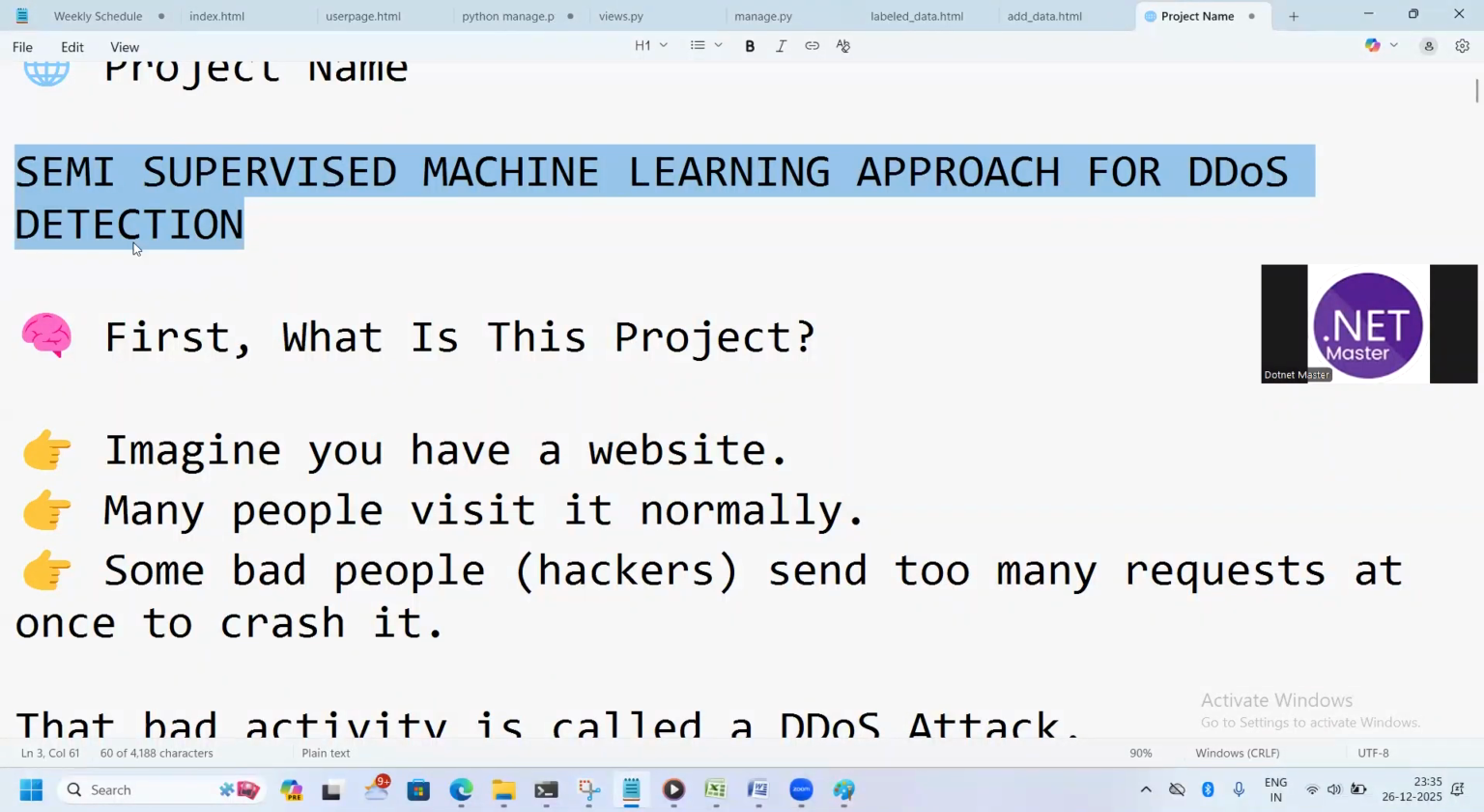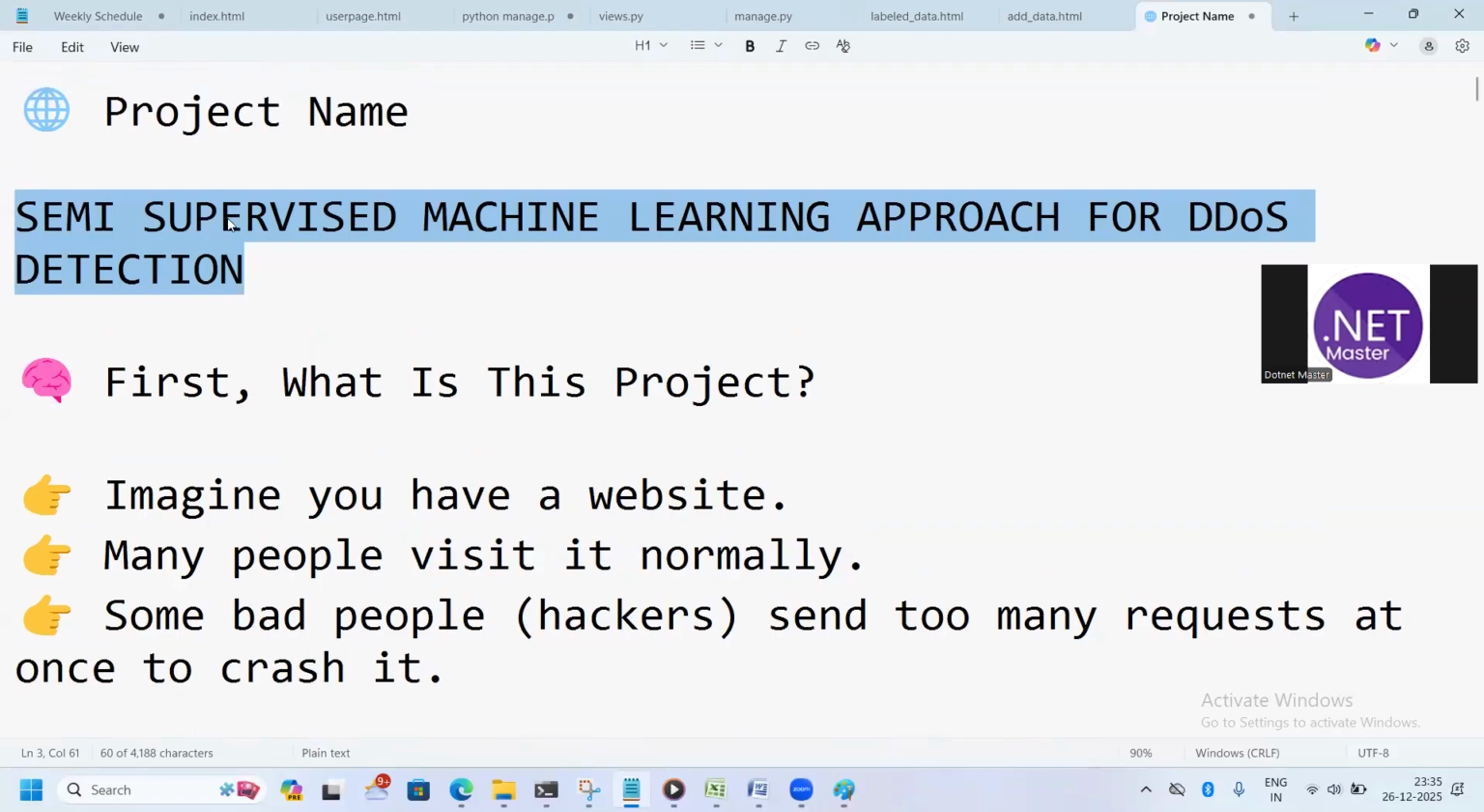Today I am going to be explaining this project. The project title is Semi-Supervised Machine Learning Approach for DDoS Detection. Let's try to understand what exactly this project is and how it is very useful for solving real-time problems. Before understanding this project, first we need to understand what a server is and what a website is.